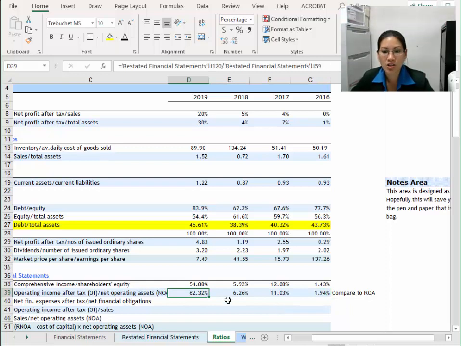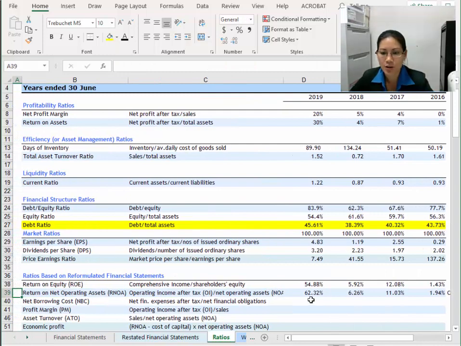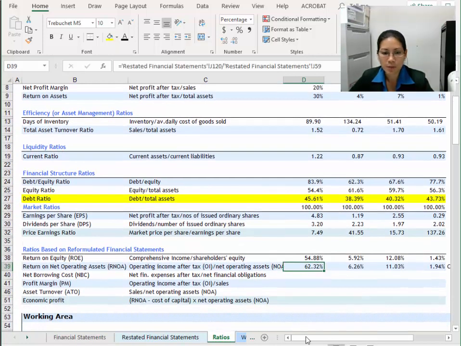Right up to 62%, we also see that big jump again, but that operating income is due to the profit on sale of their discontinued operations. So I'm not too excited about that.